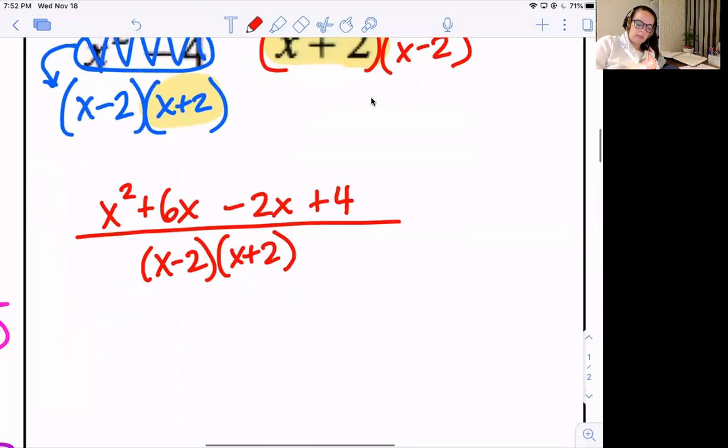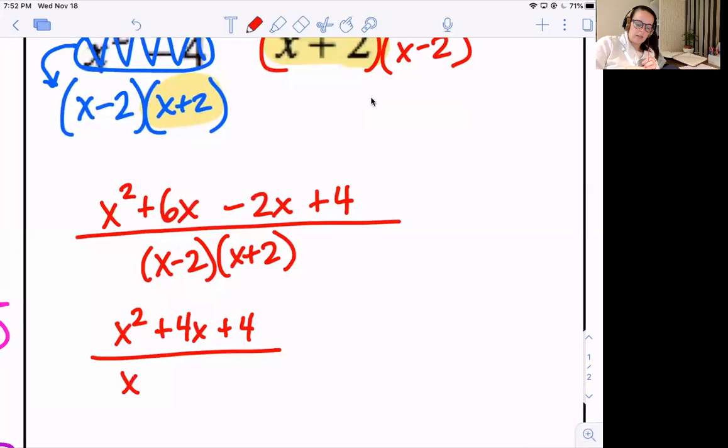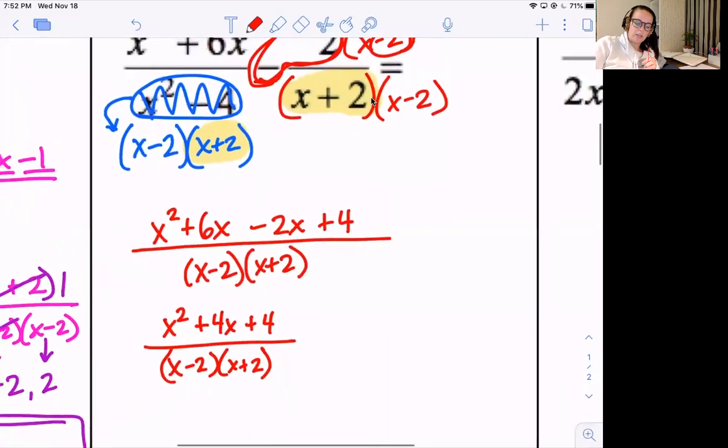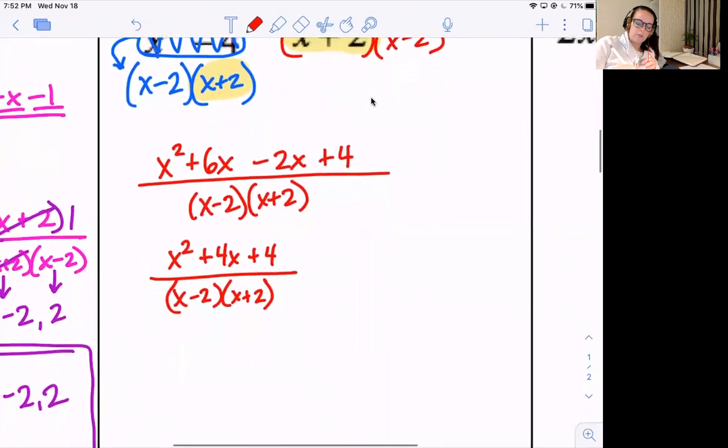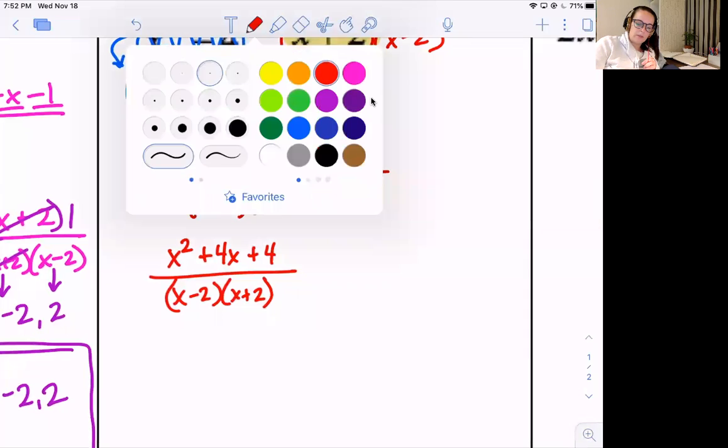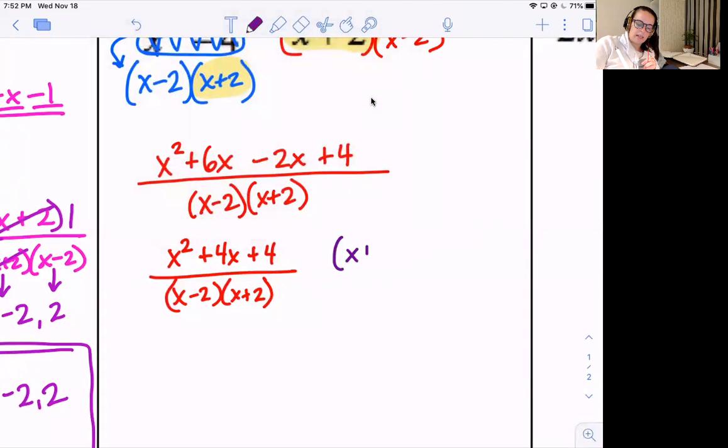So I'm going to combine like terms here: x squared plus 4x plus 4 over x minus 2, x plus 2. So I've done my addition subtraction step. Now I want to simplify if possible. So I'm going to go ahead and break this one into x plus 2, x plus 2. Remember, this would be like what multiplies to get 4 and adds to get 4 would be 2 and 2. So that's how I got those numbers there.